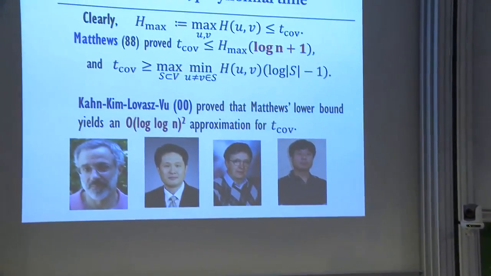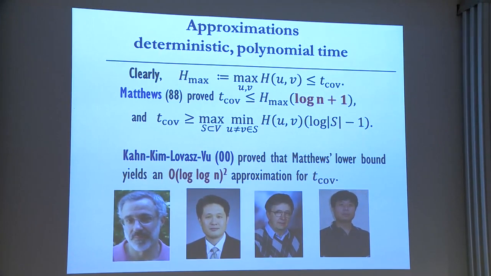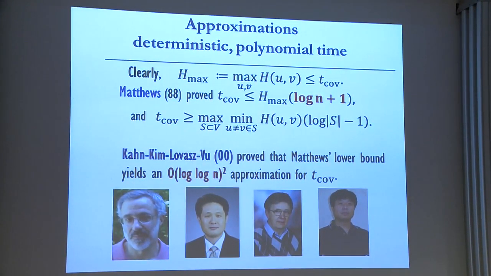Kim, Lovász, and Vu, some of the top combinatorialists in the world, showed that you can get a log n squared approximation using what's called the Matthews bounds. Matthews in '88 proved a nice upper bound: the cover time is at most the maximal hitting time multiplied by log n. When I give a longer talk, I give this proof. It takes just a few minutes, but I won't. So the cover time is at most the maximal hitting time multiplied by the harmonic series.